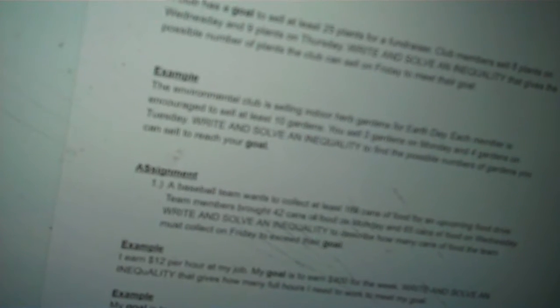Okay, next problem. An environmental club is selling indoor herb gardens for Earth Day. Each member is encouraged to sell at least 10 gardens. You sell 3 gardens on Monday and 4 gardens on Tuesday. Write and solve an inequality to find the possible numbers of gardens you can sell to reach your goal. Okay, goal. What's my goal? My goal is to sell at least 10. So I sell 3 on Monday, plus 4 on Tuesday, plus I don't know on Wednesday, so X.